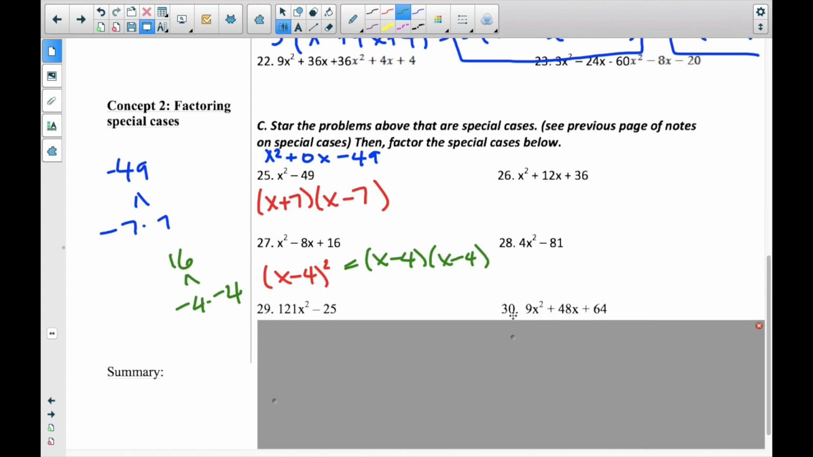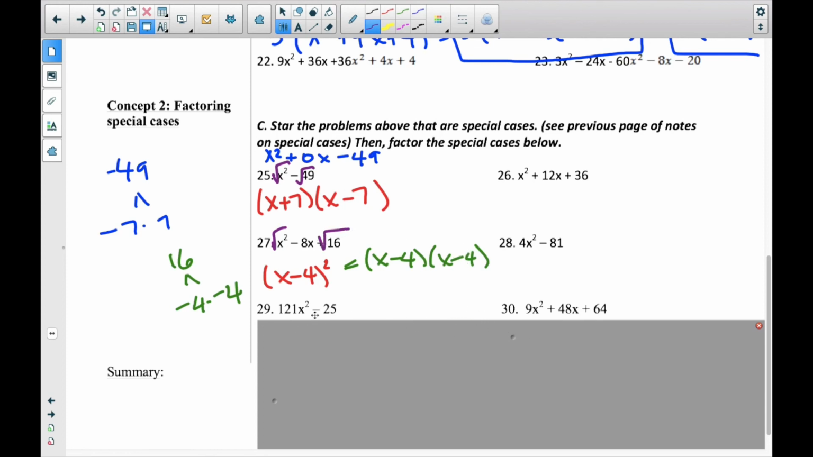The last example looks a lot harder because it has this number in front, and we haven't really talked about that. But let me tell you what's going on: these are still perfect squares. Perfect square minus a perfect square. And I don't know if you've noticed what we're doing here. The square root of x squared is x, and the square root of 49 is 7. Same thing on 27. Square root of x squared is x. Square root of 16 is 4.